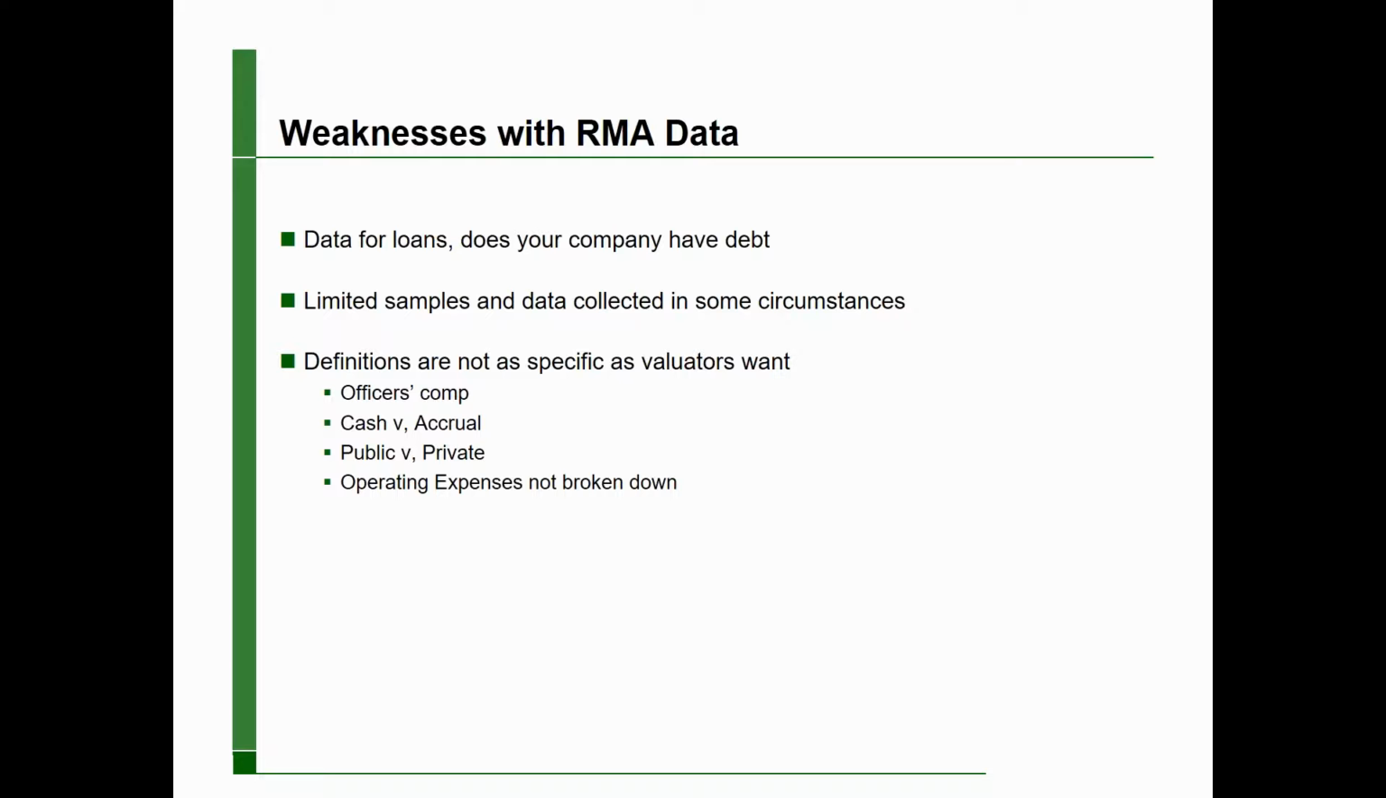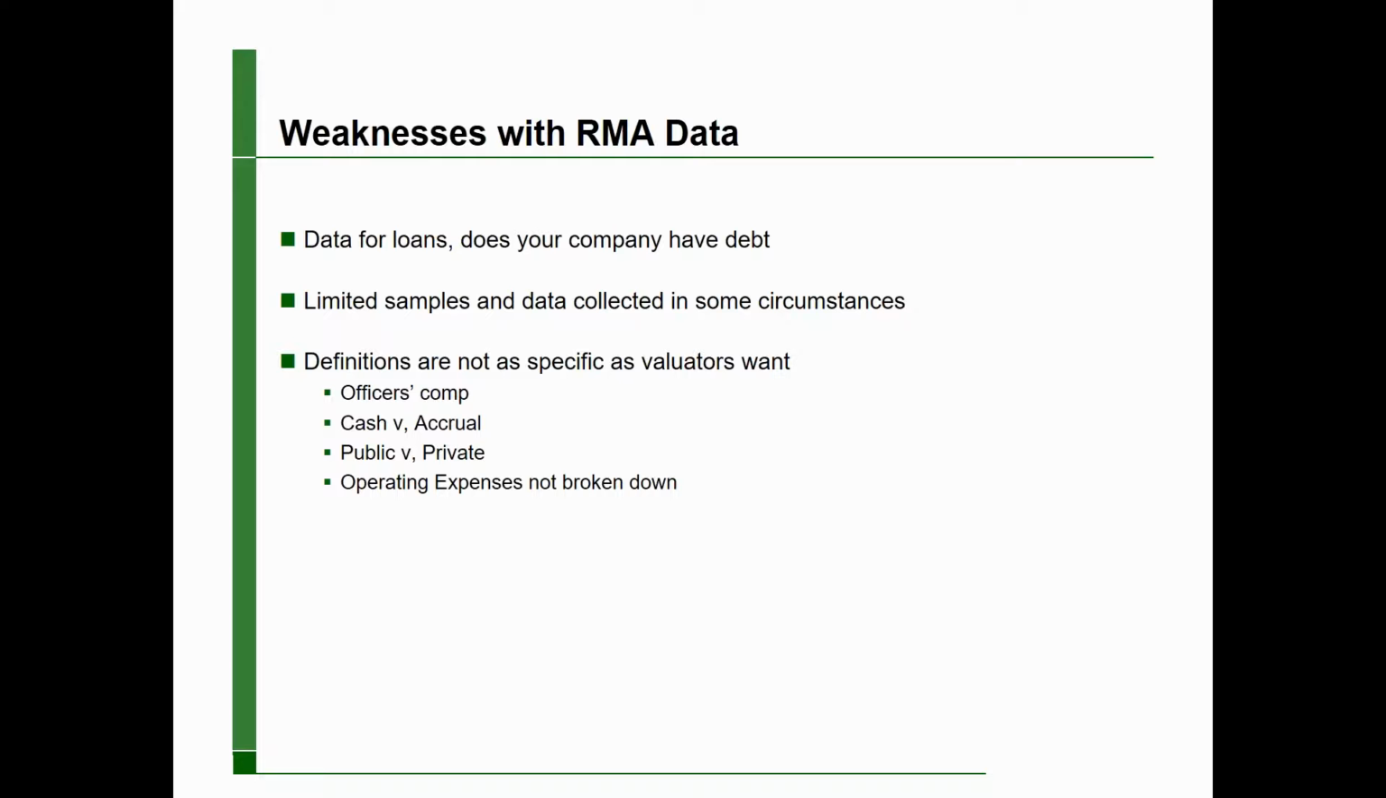Some of the definitions that the RMA data has are not as specific as we would want as valuation professionals, and so we have to look and say officers comp. Well, officers comp just says here's all the compensation paid to officers and directors. And so when you look at that particular ratio, you can't say, oh, this is the amount paid to one person. In a super micro business, you're trying to say how much would an absentee owner have to pay this person to run the business. And I don't think you can get there from RMA data.